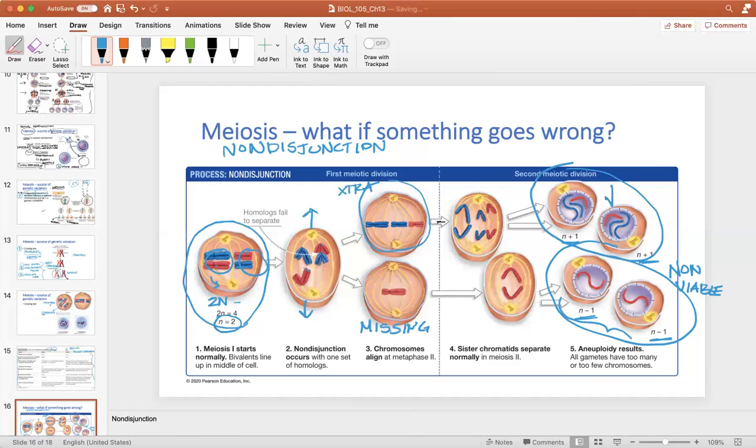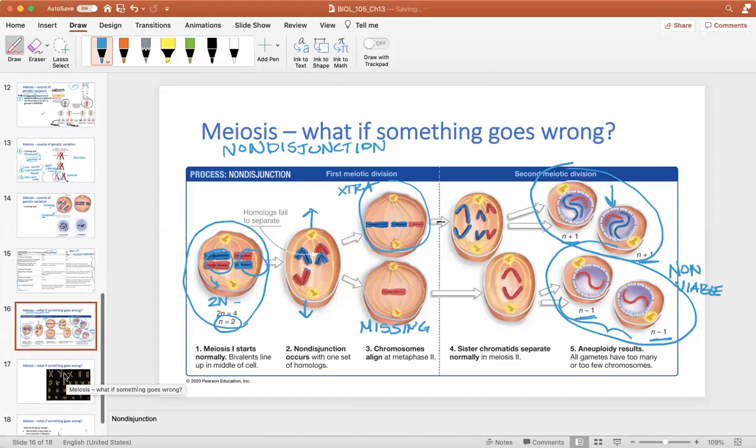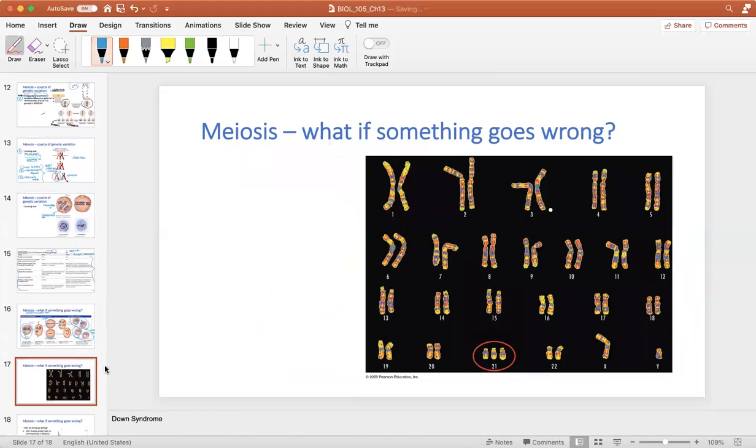Sometimes this will also result in a non-viable offspring, but there's a condition that you're probably familiar with that does result from this problem. And that condition is called trisomy 21. Trisomy 21 is also known as Down syndrome.